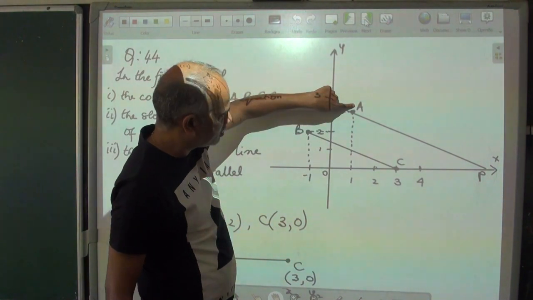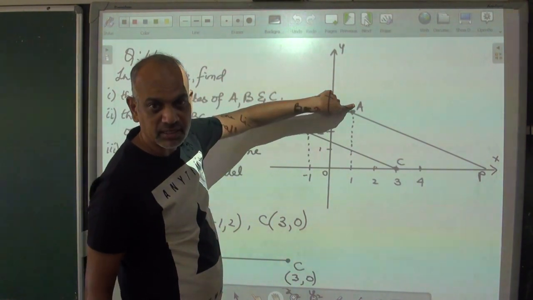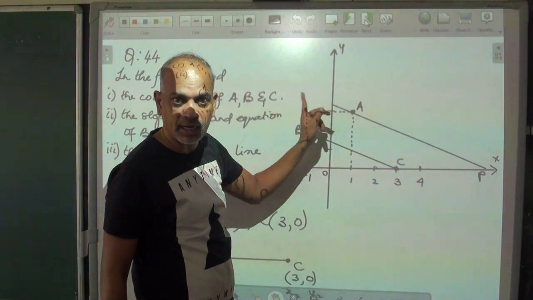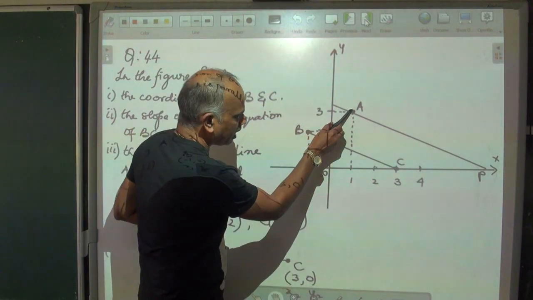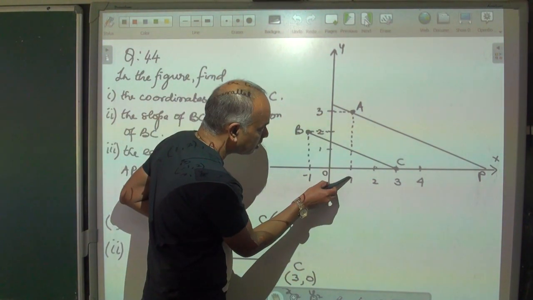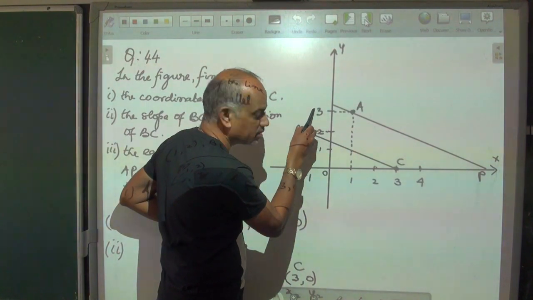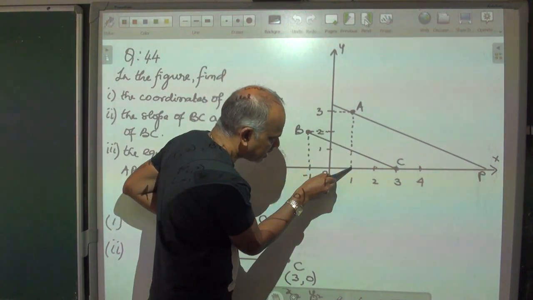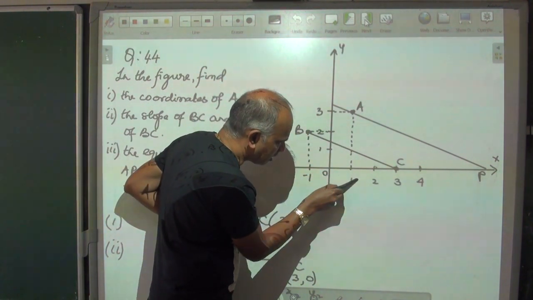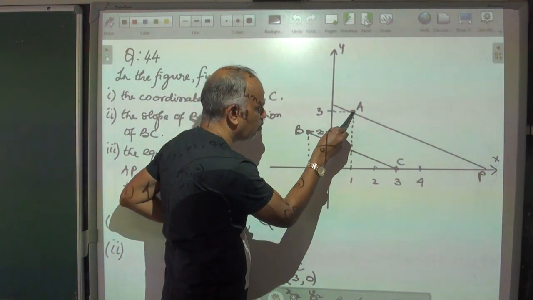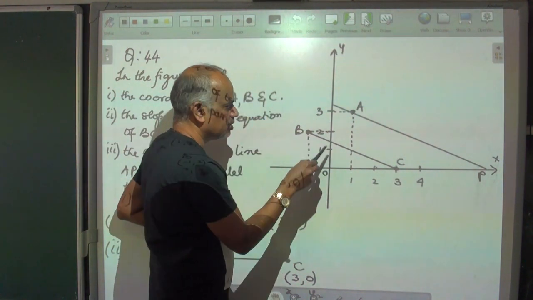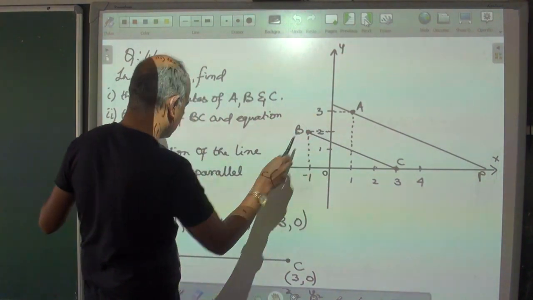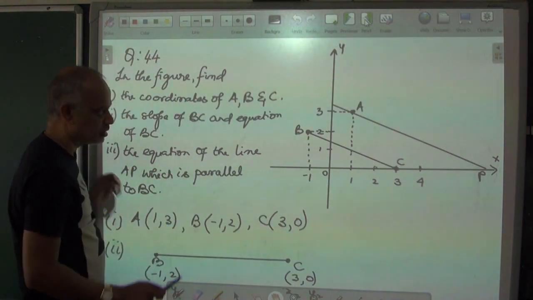Let's go to A. A's coordinates. You will always see x first and then write y. Okay. For A, x coordinate is 1 and y coordinate is 3. This one, x value is here, that's 1, and for this y value is here, that's 3. So A's coordinates are 1, 3.